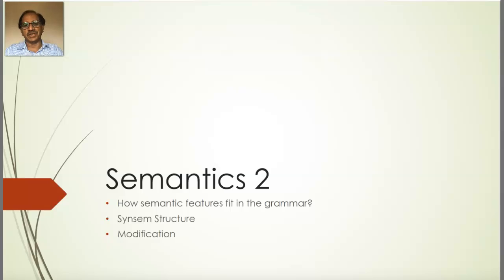In the previous video we have looked at meaning and how meaning can be represented in terms of feature structures. We proposed basically three features. In this video we are going to look at how we are going to fit those semantic features into our grammar, that is HPSG. And we are also going to look at the SYN-SEM structure. We'll look at what it is.